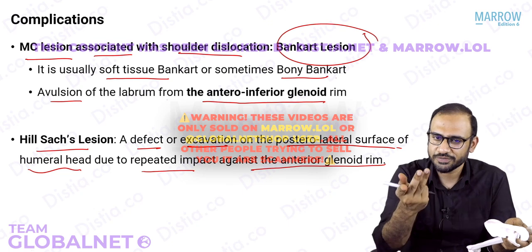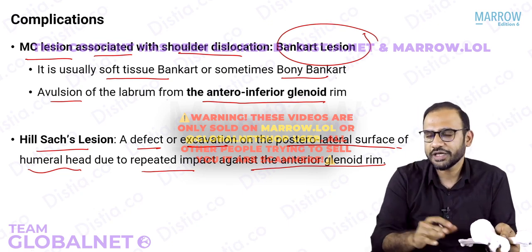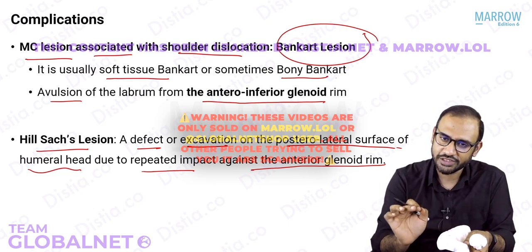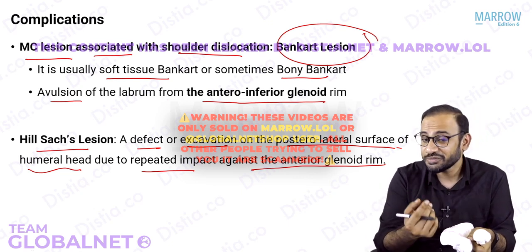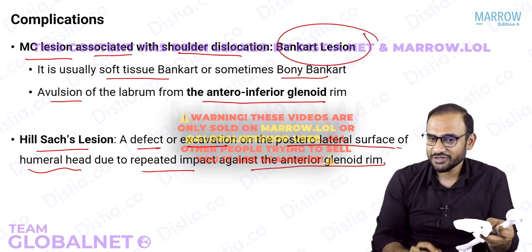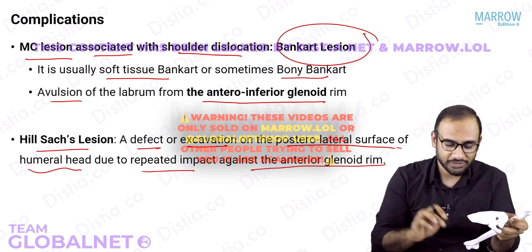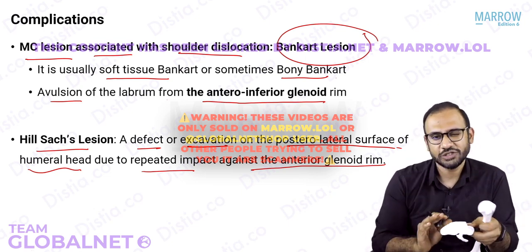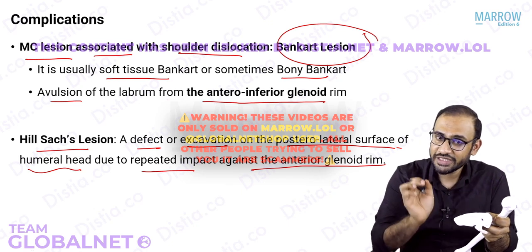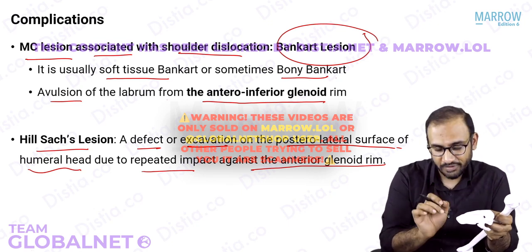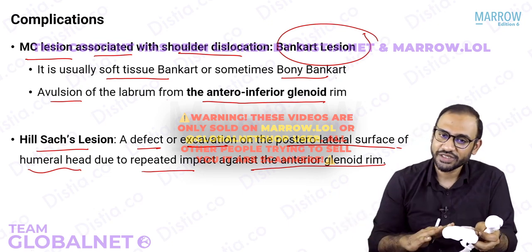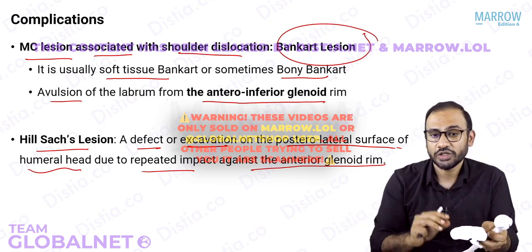Now a few MCQs. What is the most common complication of shoulder dislocation? The most common complication of shoulder dislocation is recurrent shoulder dislocation, because even one dislocation can injure the soft tissue stabilizers. So there will be recurrent dislocation. Okay. Second MCQ. What is the most common early complication of shoulder dislocation? The most common early complication is axillary nerve injury. Third MCQ. What is the most common late complication of shoulder dislocation? It is recurrent shoulder dislocation.